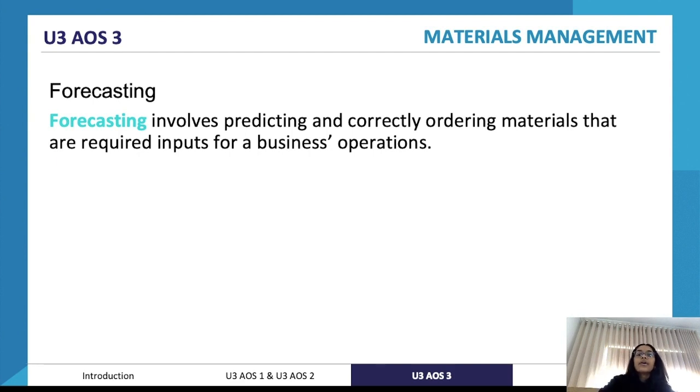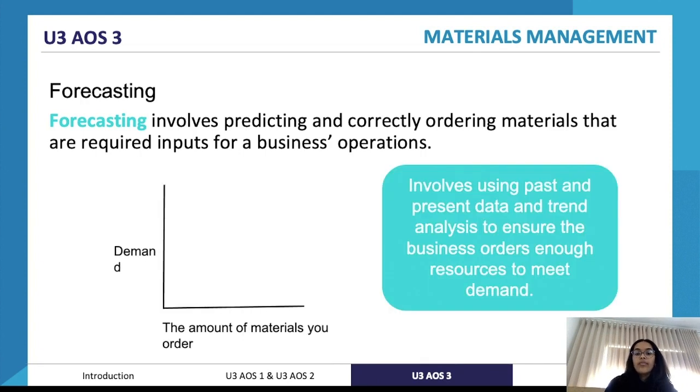So it's just about looking at past and present trends to predict future business needs. For example, forecasting looks at using past and present data and trend analysis to ensure that the business orders enough resources to meet demand. A key example is that with Yakult, they know that in the winter months, their demand increases significantly because people like to drink Yakult to protect their immune system and to increase their immunity.